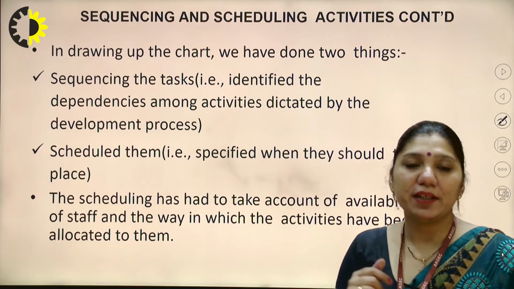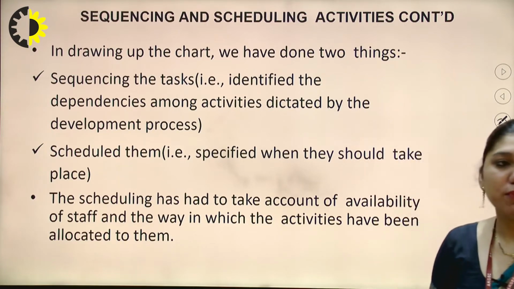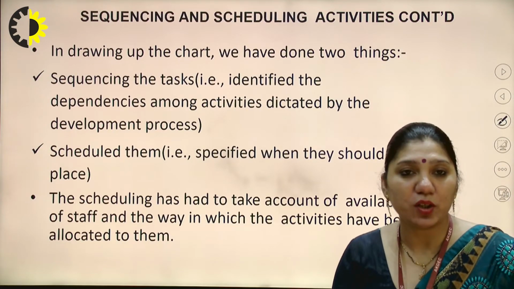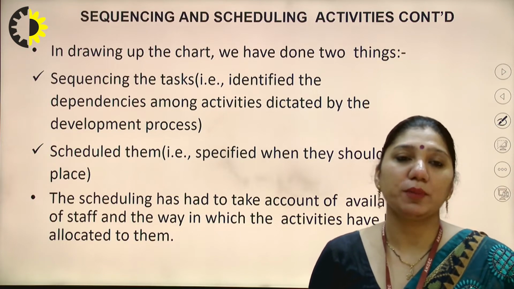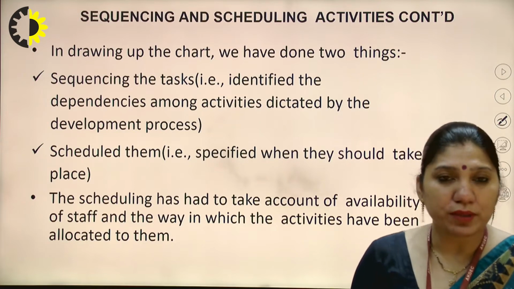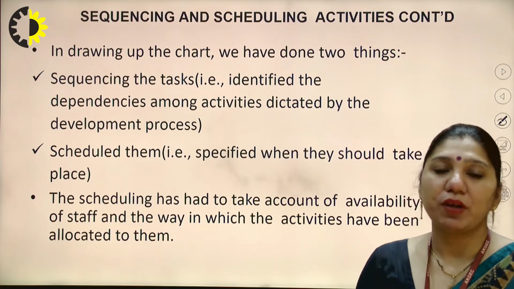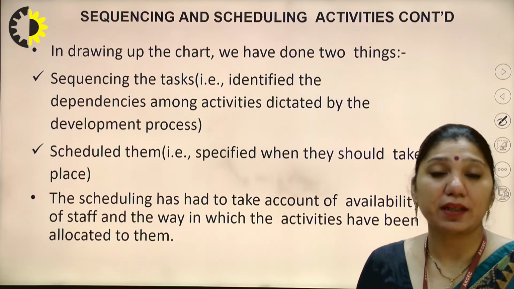Fine. So then it's mentioned here, the scheduling has to take account of the availability of the staff and the way in which the activities have been allocated to them, isn't it? Of course, it depends on the people who are working on the project. We have to take the permission from those people. We have to take the responses from the people who are working with the code. We have to declare the activities with them. We have to ask them, for that module, how much duration will be taken by you, isn't it? The clear picture should be there.